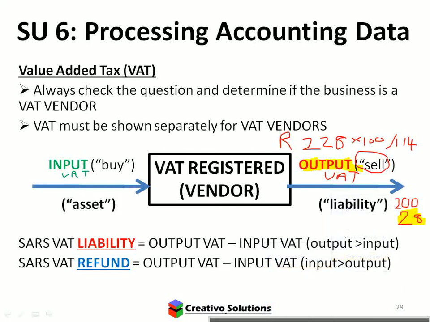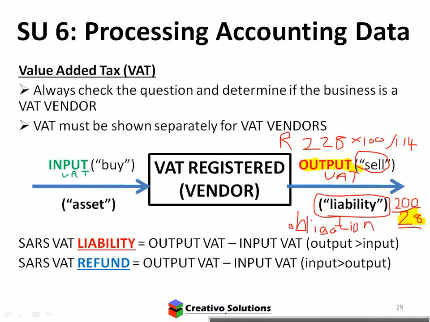So let's just finish off this discussion. Is that 28 that you collect from the customer? So when the customer comes to the till, they give you 228 Rand. Do you keep all of it for yourself? No. You keep the 200 because that's your sale. You give 28 to SARS because you're the agent. You're keeping it on their behalf. So does that meet the definition of a liability? Yes. Why? Obligation to pay SARS.